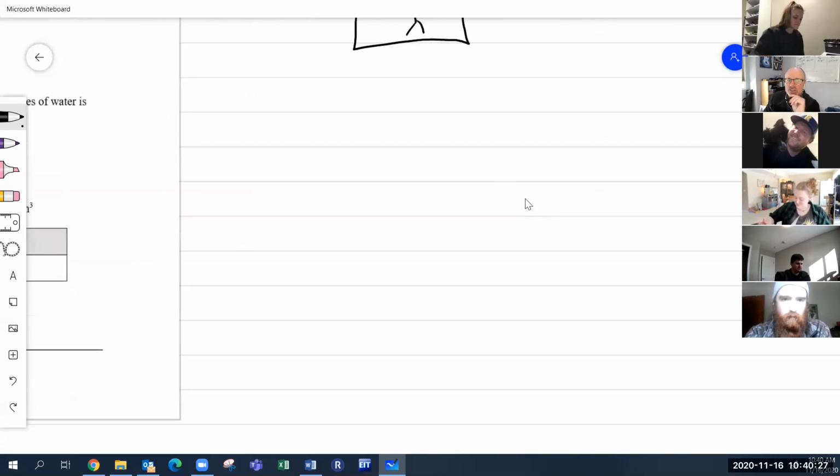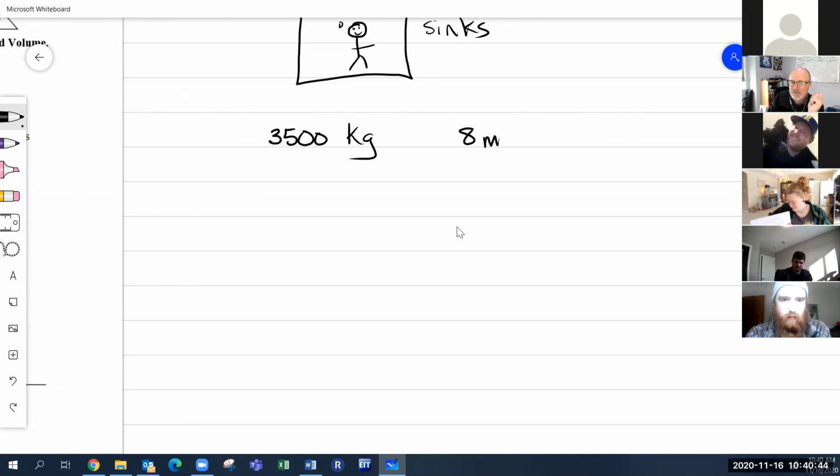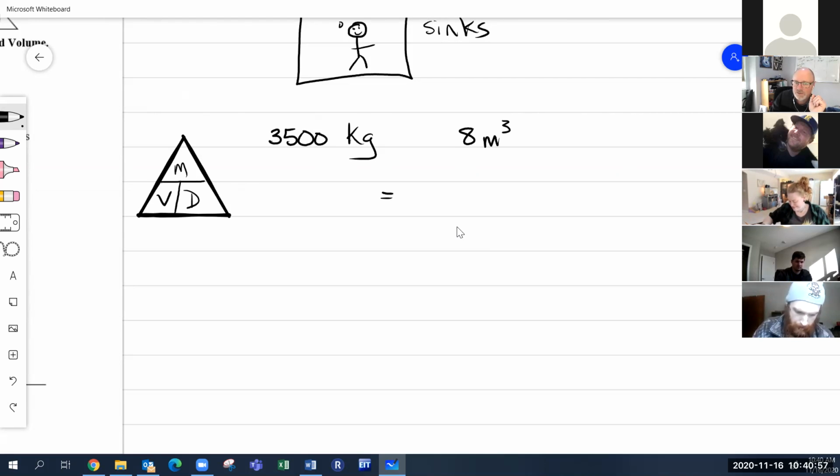Now, let's do some other density calculations. For example, say I had an object that weighed 3,500 kilograms, and that object had a volume of 8 cubic meters. Can you calculate the density? Remember our density formula: mass divided by volume is equal to density.